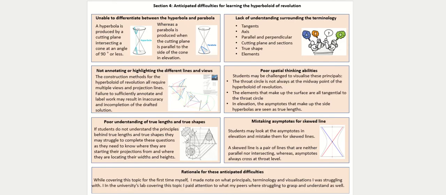For anticipated difficulties, I talked about how students might find it difficult to differentiate between hyperbola and parabola if they have poor spatial thinking. And I got these anticipated difficulties from talking to my own peers when we were covering this topic, and also from myself.